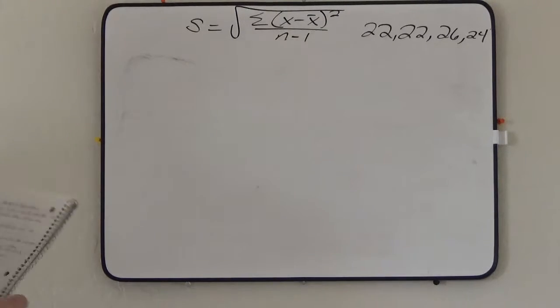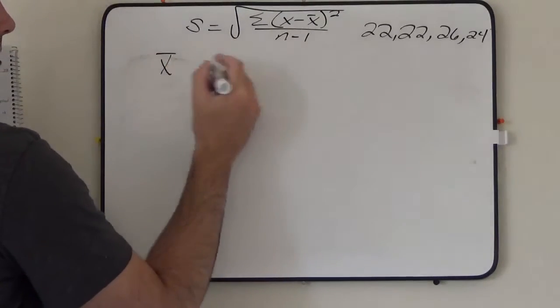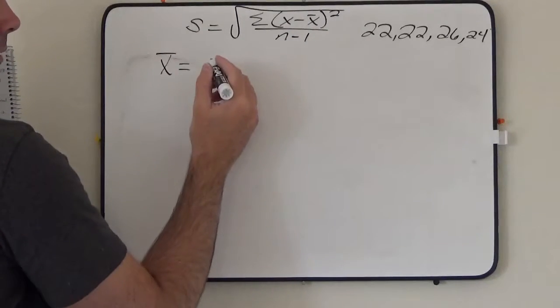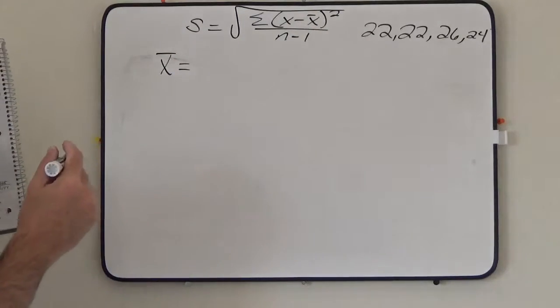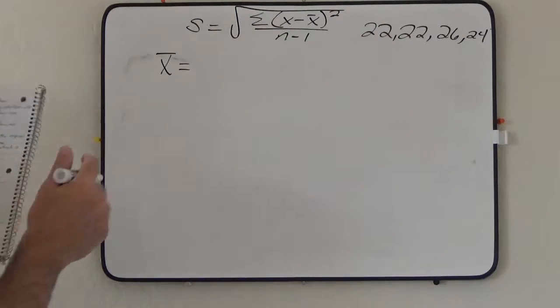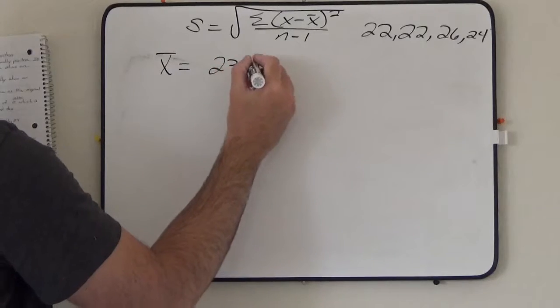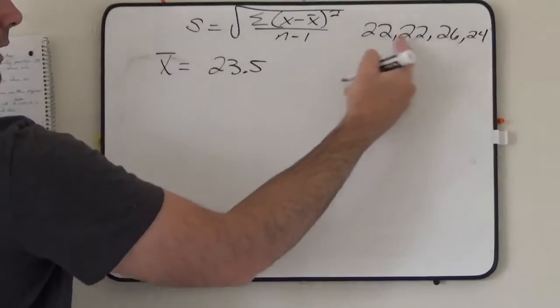Now, to find the mean, because I need the mean right here, right? That's the mean. I'm going to add all those numbers together, 22 plus 22 plus 26 plus 24, and divide it by 4, and I'm going to get 23.5. So added those together and divided by 4.